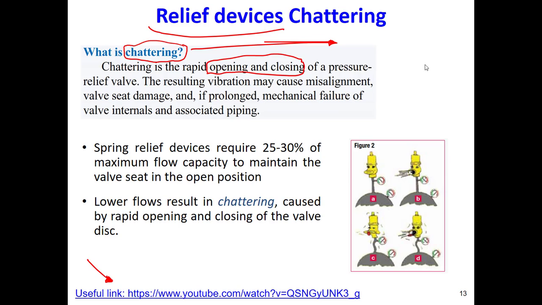Since the valve will open and close rapidly, it can lead to misalignment. It can create a big vibration. It can damage the valve seat, and if it continues, it will be associated with some mechanical failures of the internals of the valve and even the piping system. So it is an issue in the relieving system. This exercise is important. Please try to learn it in detail.